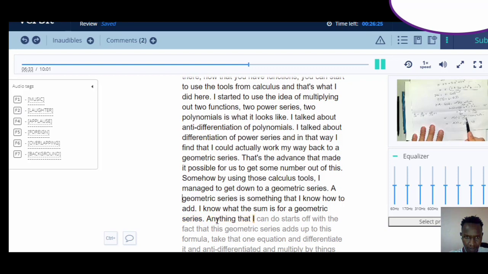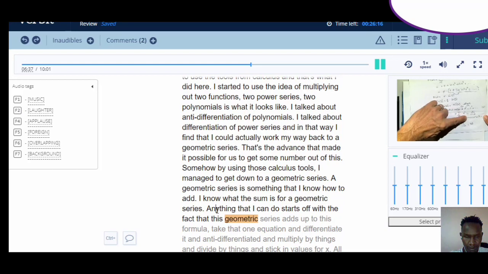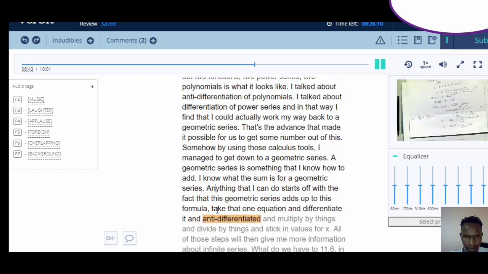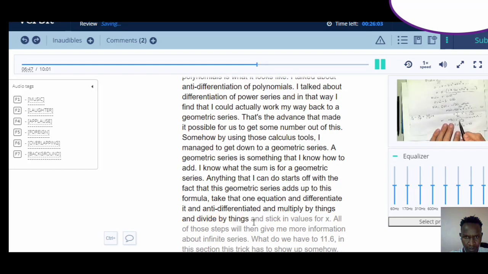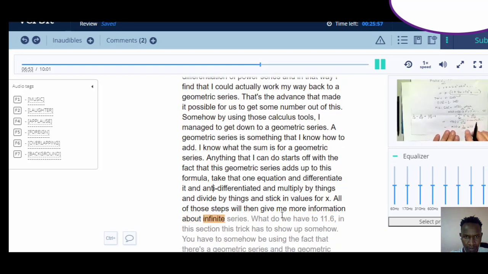So anything that I can do that starts off with the fact that this geometric series adds up to this formula. Take that one equation and differentiate it and anti-differentiate it and multiply by things, and divide by things and stick in values for x. All of those steps will then give me more information about infinite series.